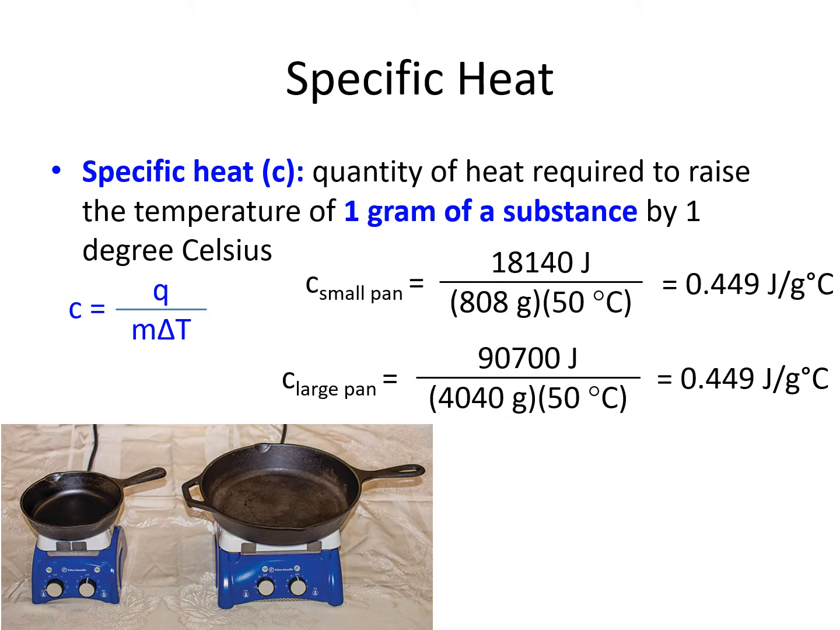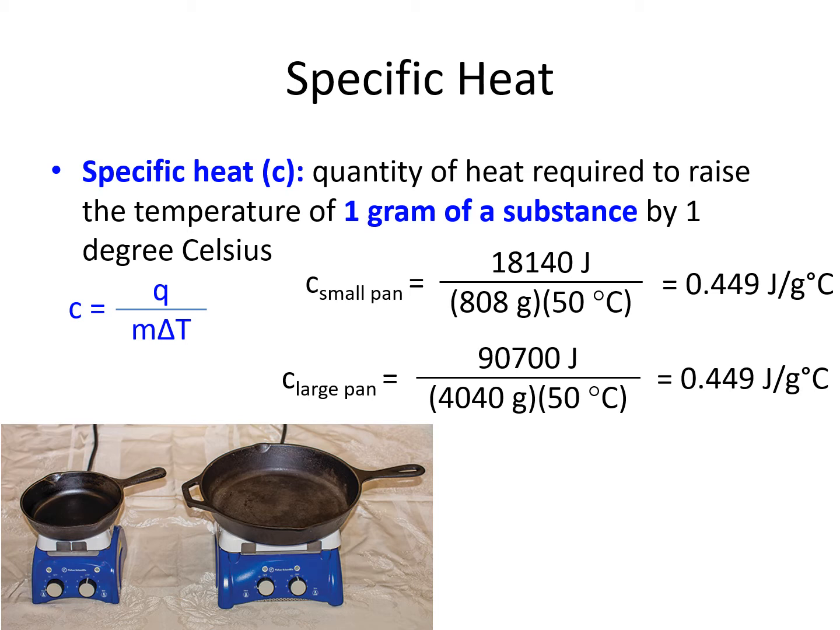Specific heat, on the other hand, we represent with a small c, and it's going to be the amount of heat needed to raise the temperature of 1 gram of a substance by 1 degree Celsius. For heat capacity, we are raising the whole substance, the whole pan, for example, by 1 degree Celsius. But with specific heat, we're only taking 1 gram of each substance. So 1 gram out of the small pan or 1 gram out of the large pan.